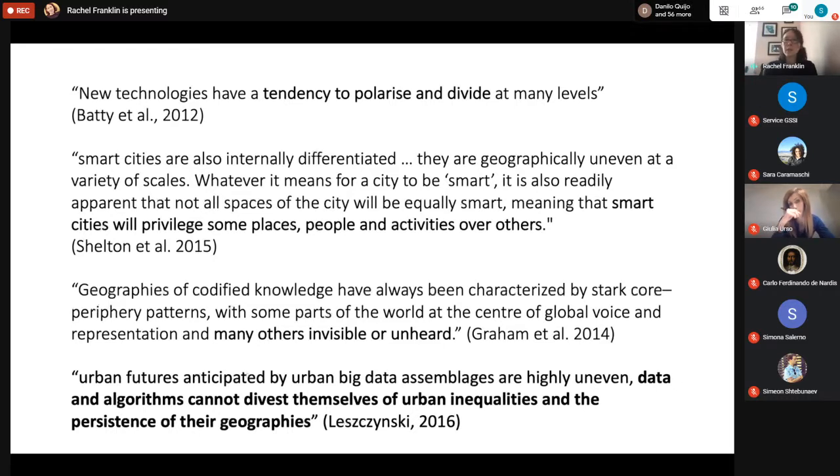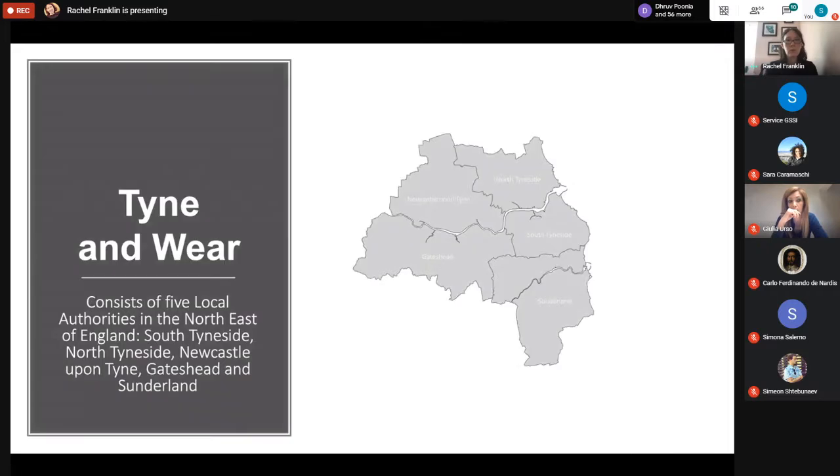So now I'll talk a little bit about sensors in the city. Starting with the larger area, Newcastle upon Tyne is one local authority within the larger Tyne and Wear region. It's a little bit difficult to make out with the labels, but it's this region here. Hopefully you can see my cursor. So this is Newcastle upon Tyne, the larger city region surrounded by these other local authorities.